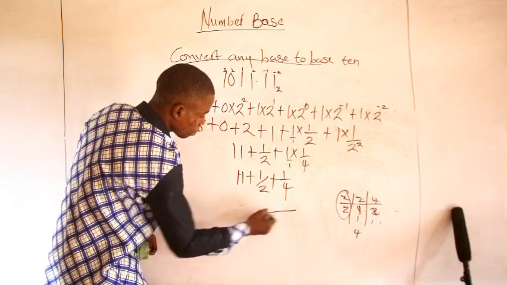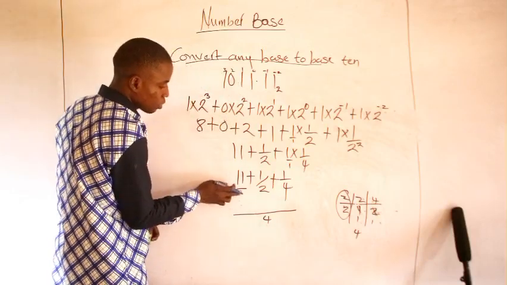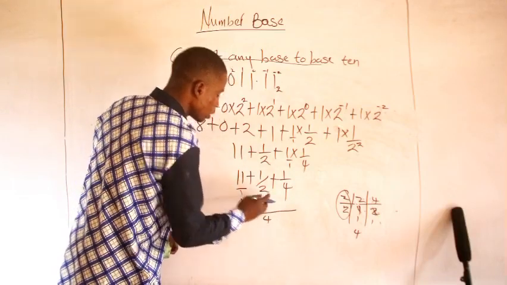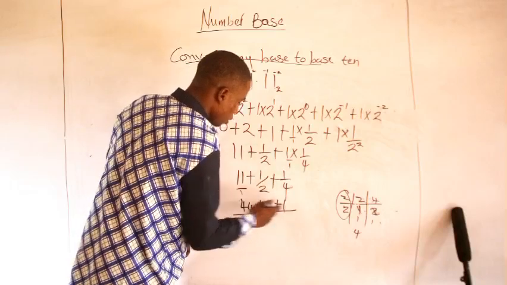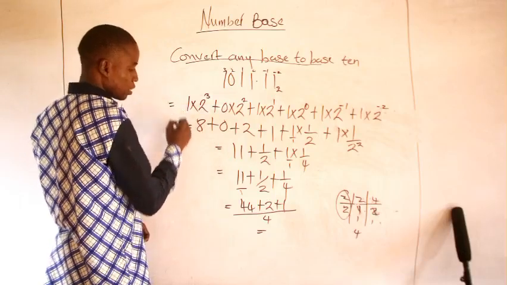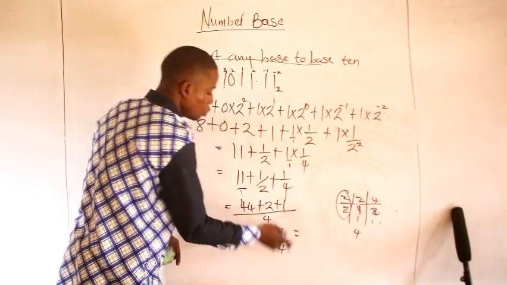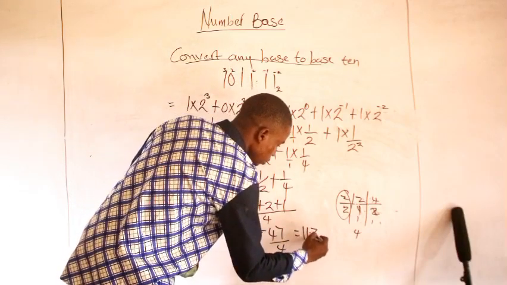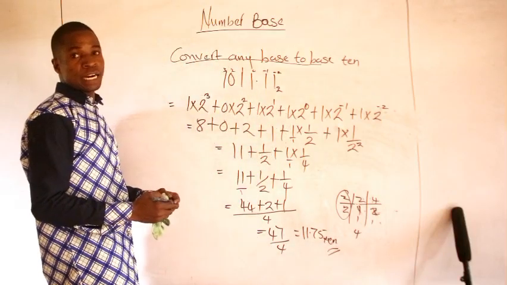Now convert this to a fraction, over 4. 4 goes into 44, 4 times 11 is 44. Plus 2 times 2 is 2. Plus 1. Add all of them together. It will now be 47 all over 4. Use your calculator to press it. 11.75 base 10.